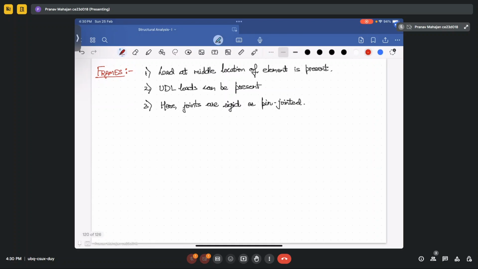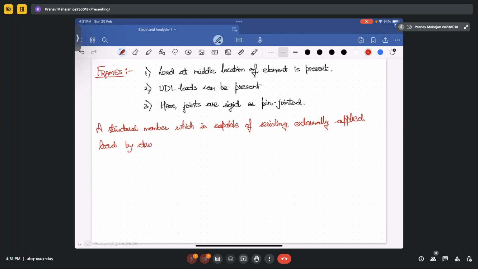So how you define a frame is that a frame is a structural member which is capable of resisting externally applied load by developing axial force, bending moment, and shear force.